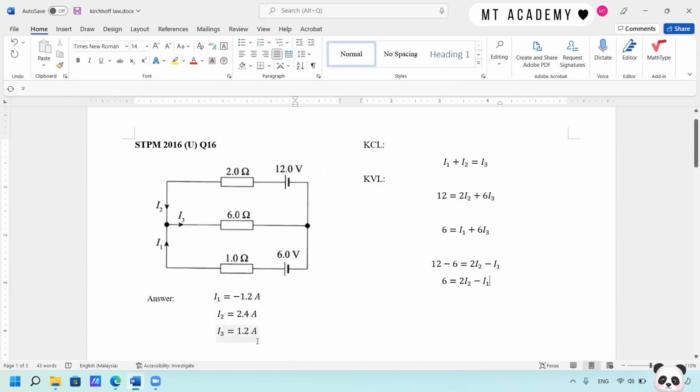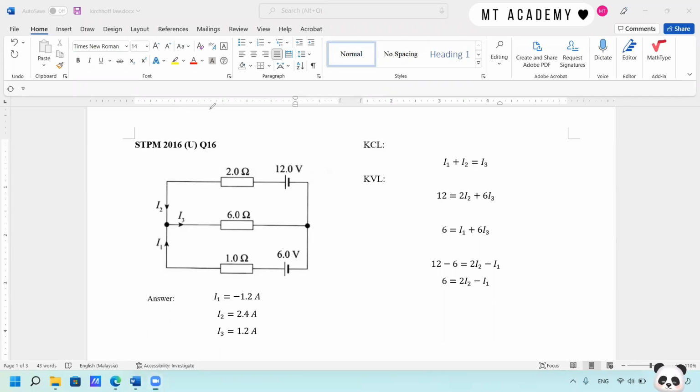So the answer is here. I'll leave the simultaneous solution for you to do on your own. I just want to discuss I1. You can see it has a negative value. So don't panic about negative. It just means that the current is in the other way, which I've discussed previously.